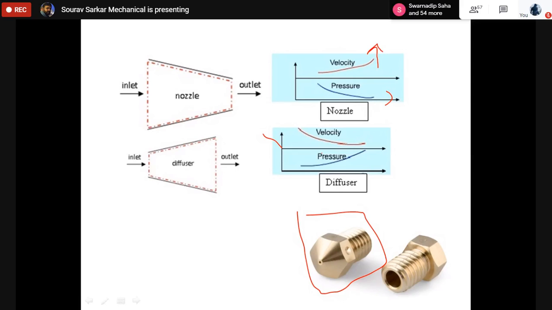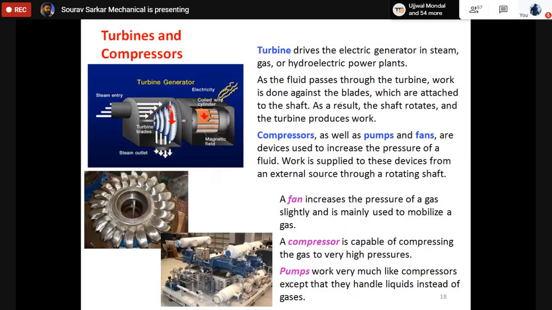You can consider a nozzle, where you have seen a nozzle, maybe in your shower. It is entering at low velocity, but finally it is impinging like a jet. Okay. So similarly, there are several devices.